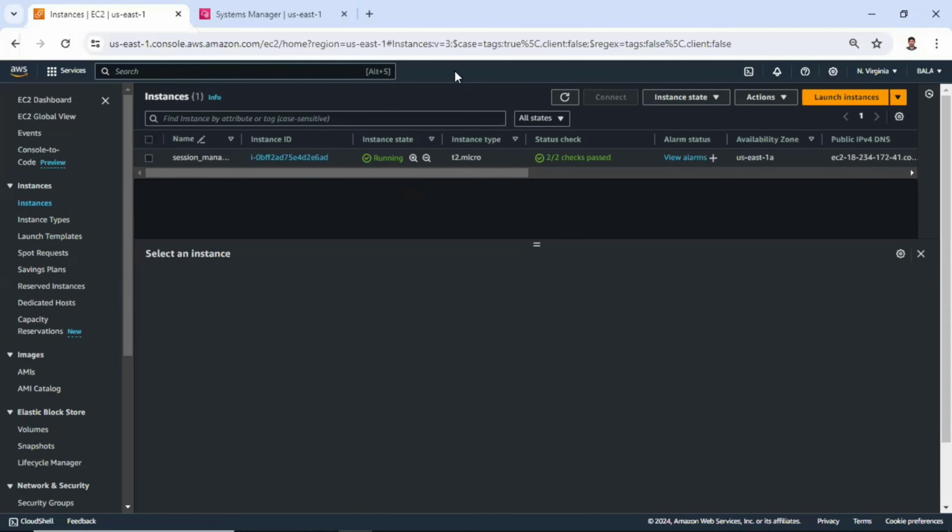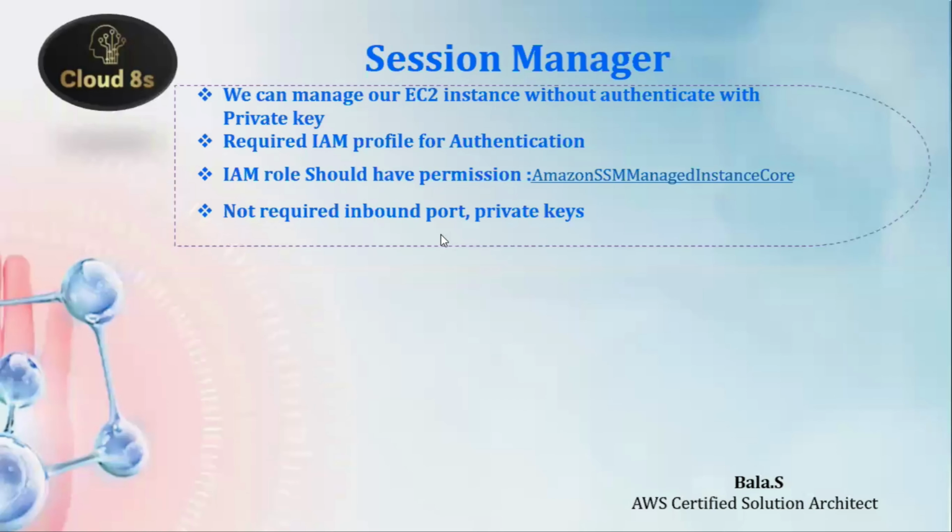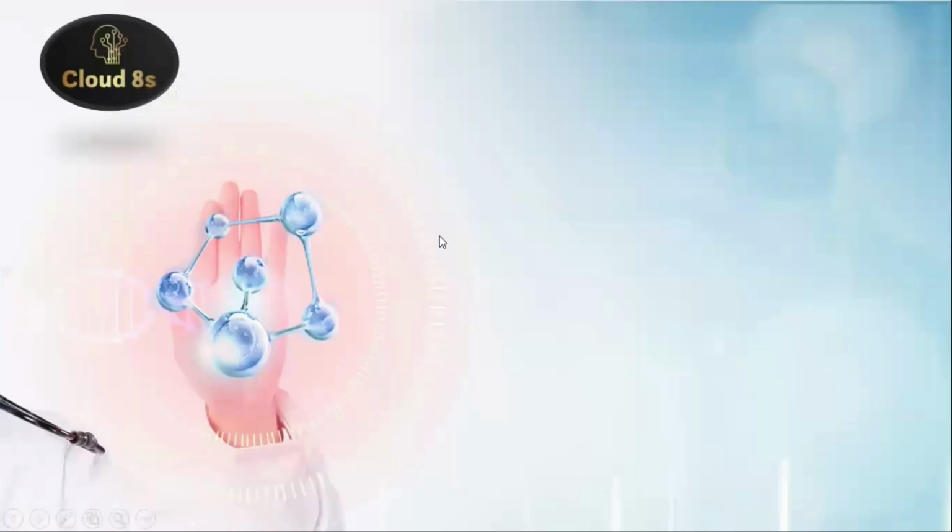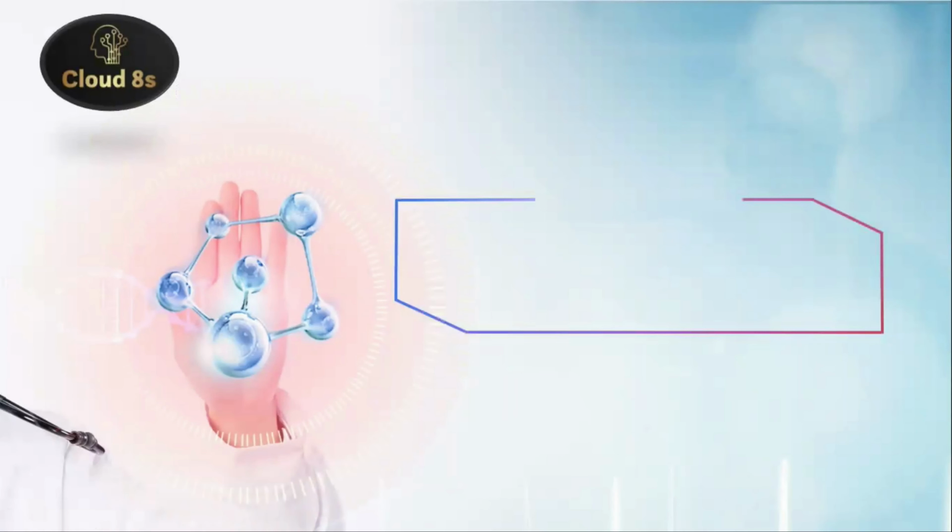So basically, this is the way we can connect to our EC2 instance without exposing port 22 on the security group.